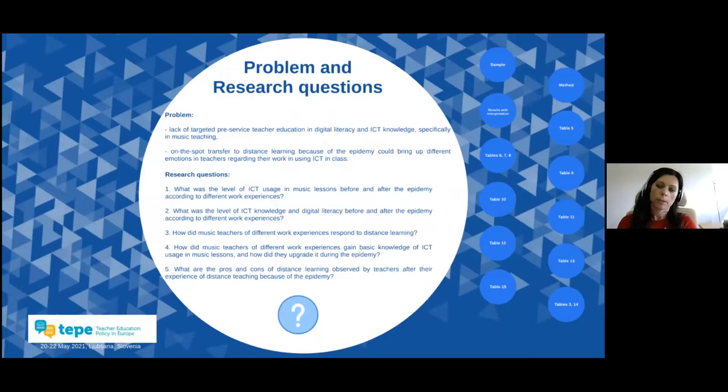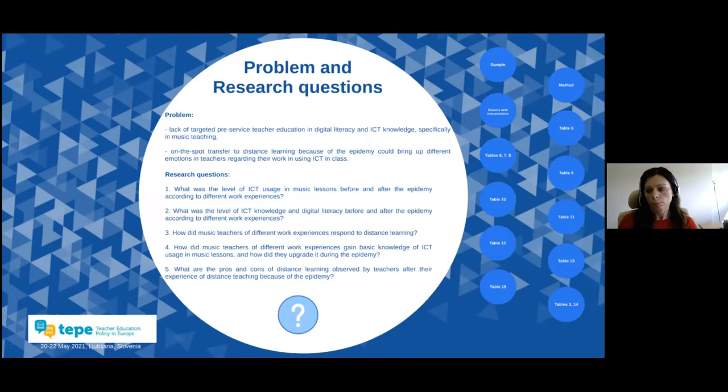And we were asking ourselves about the ICT usage in music lessons before and after the epidemic. What was the level of knowledge and digital literacy also before and after? How did music teachers respond to distance learning? How did they upgrade their knowledge? And if they had any help with that? And also we had one open question about advantages and disadvantages of distance learning.